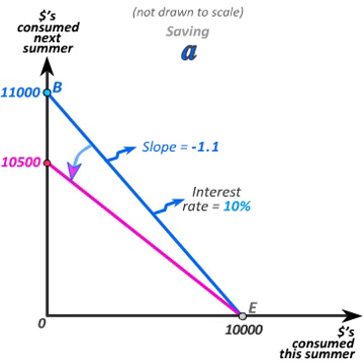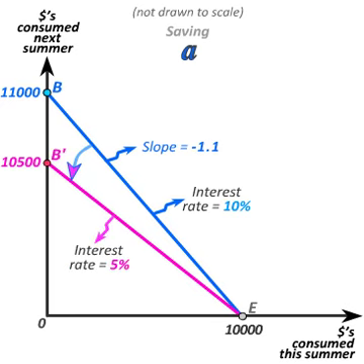Thus, the vertical intercept of your intertemporal budget constraint would shift down by $500. Your horizontal intercept, on the other hand, bundle E, doesn't change. You can still consume $10,000 now because the $10,000 that you earn now don't depend on the interest rate.